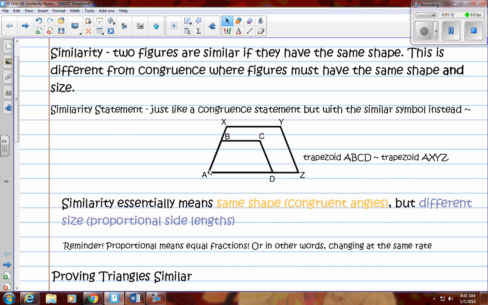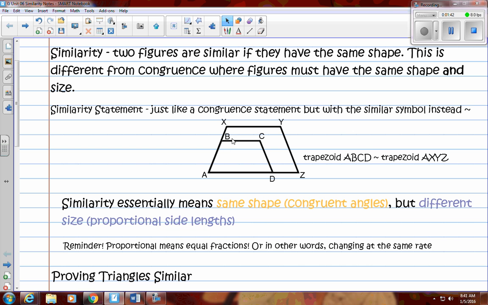So, for example, these two trapezoids are similar. And so we could say trapezoid ABCD is similar to trapezoid AXYZ. Again, keeping in mind that we can name our figure in any order that we'd want. But in a similarity statement, just like in a congruence statement, we always need to match up our corresponding parts. So our A matched up with our A, the B matched up with X, the C matched up with the Y, and the D matched up with the Z.